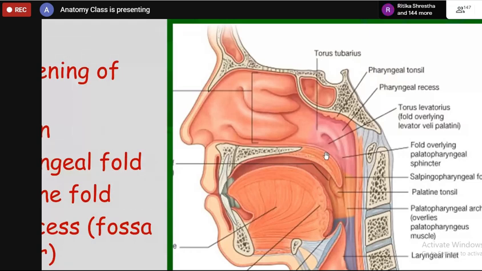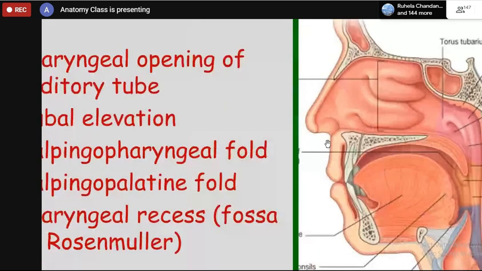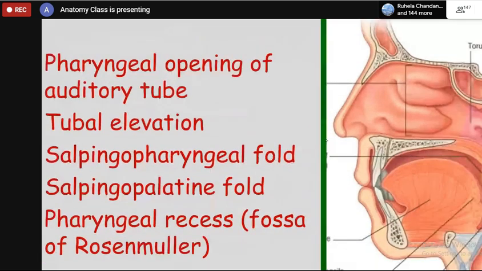So you just join those two words, salpingopalatine fold. Salpingopalatine fold and salpingopharyngeal fold. So we have these two. Now next one, the fifth one, is the pharyngeal recess.